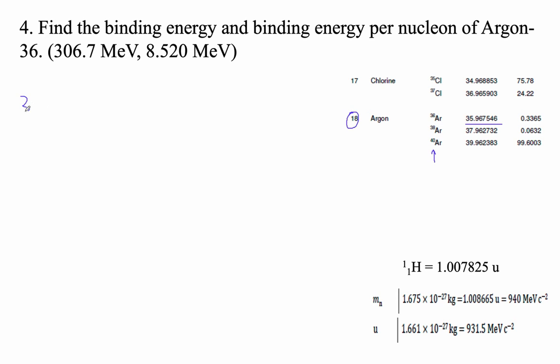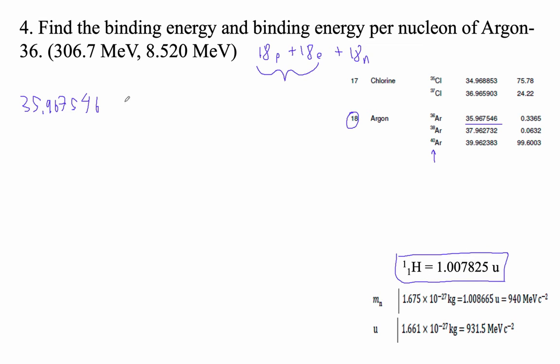35.967546. That's the argon. And then I guess the first thing is to figure out that this thing is 36 total, right? 18 protons. It's got 18 electrons and 18 neutrons, right? And we'll take care of the protons and electrons by using a neutral hydrogen atom, okay? So we're going to turn that into 18 of these guys, right? 1.007825. And then we're going to make just the neutrons. We'll use free neutrons, right?